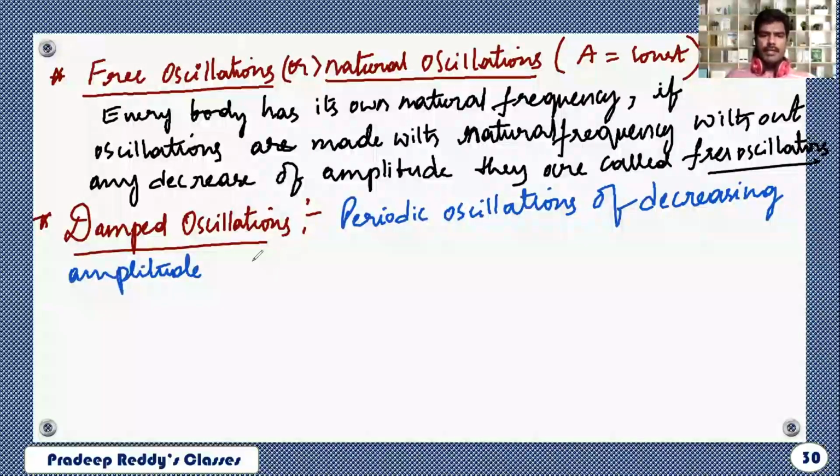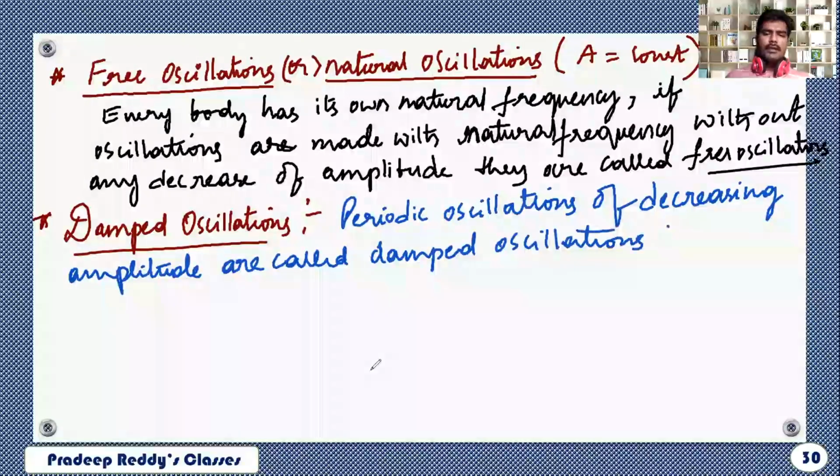Periodic oscillations of decreasing amplitude are called damped oscillations. Clearly, free oscillations and damped oscillations can be differentiated. Let me take free oscillations here, and let me take damped oscillations here.